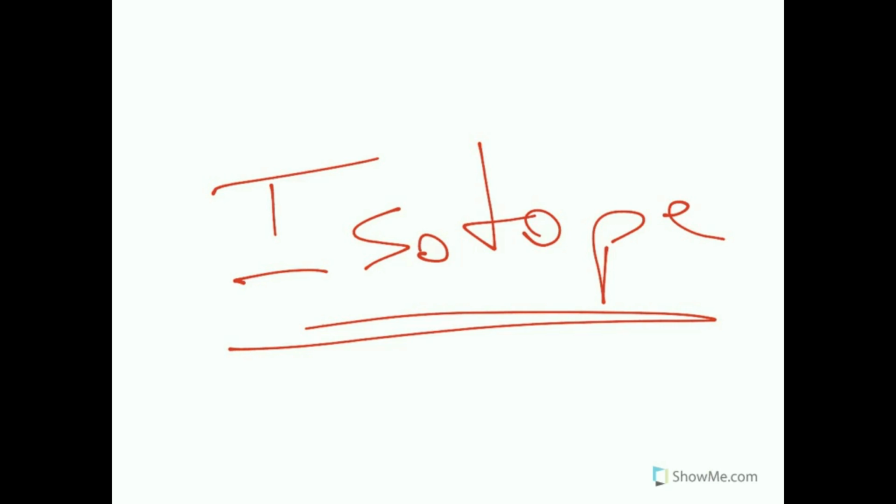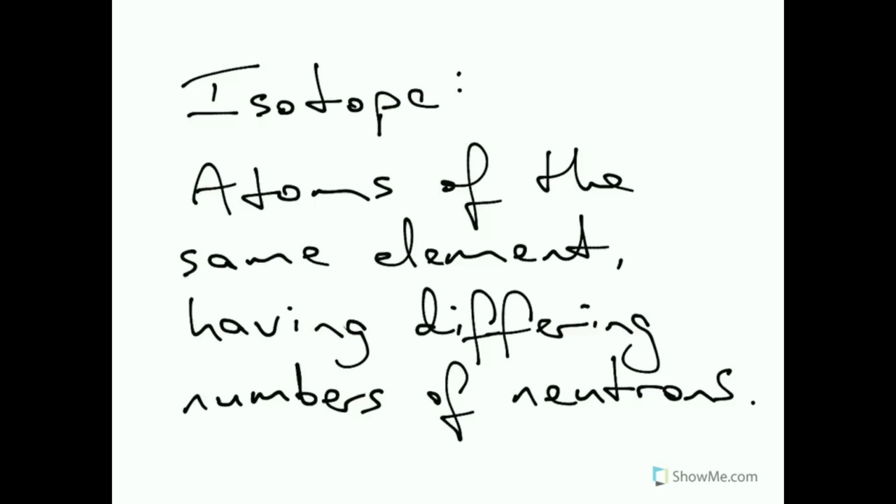Here's a definition of an isotope. Atoms of the same element, but having differing numbers of neutrons. Keep in mind, they have the same atomic number, just a different mass number.